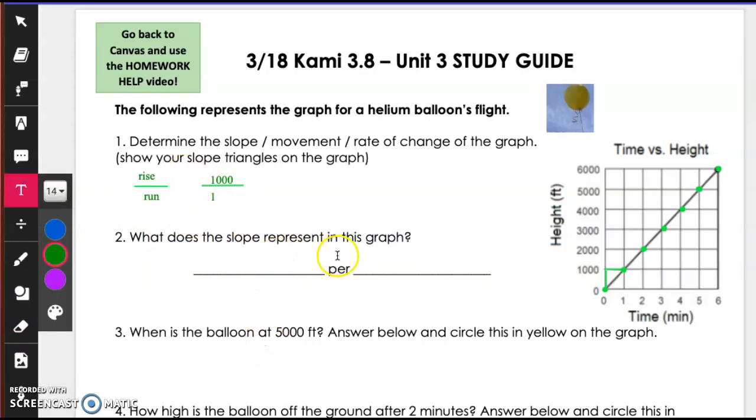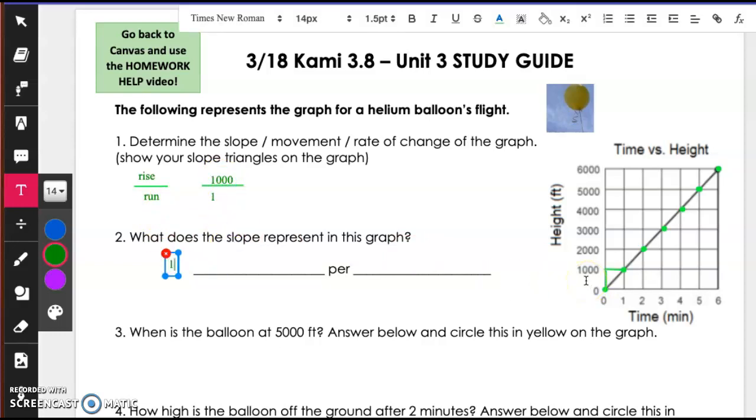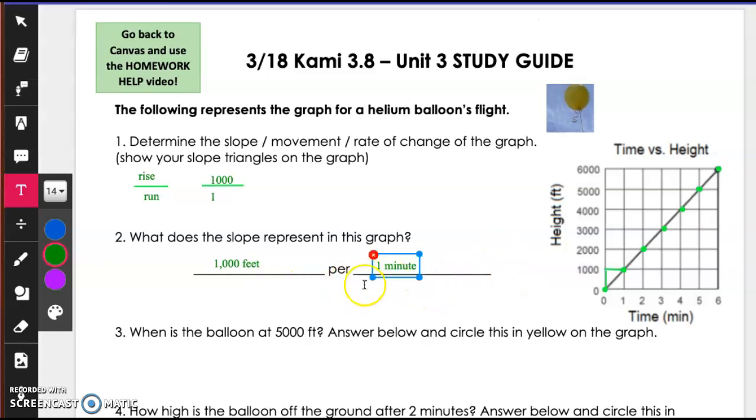What does this mean in this graph's story? There's a story going on. There's a balloon. What do these numbers mean? They mean 1,000 feet. So rising up 1,000 feet per 1 minute. And that happens again and again and again. Another 1,000 feet per 1 minute, another 1,000 feet per 1 minute, etc. It's the movement of our story, the slope.